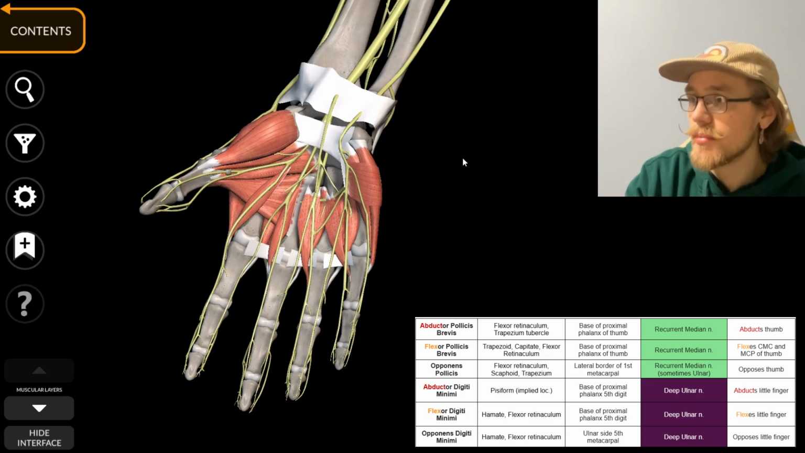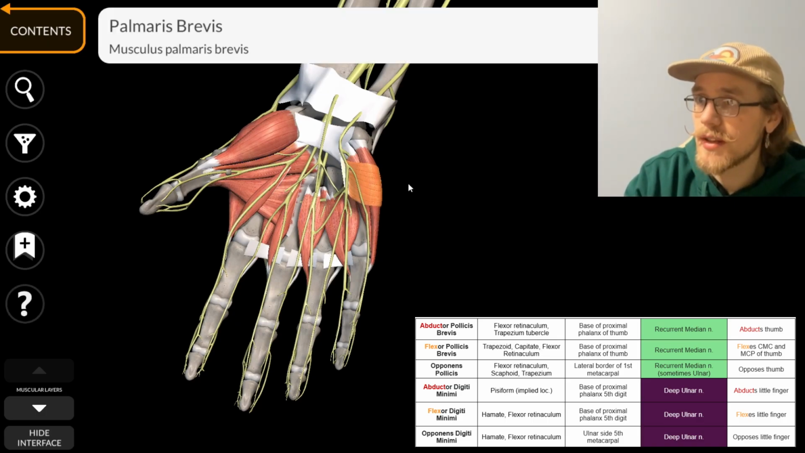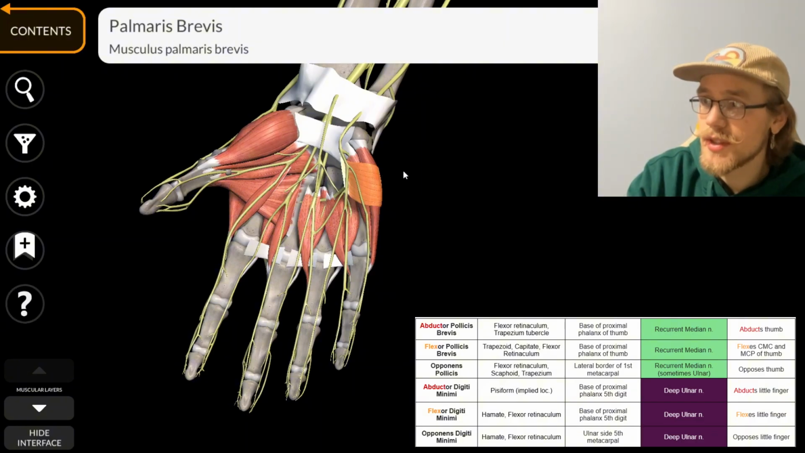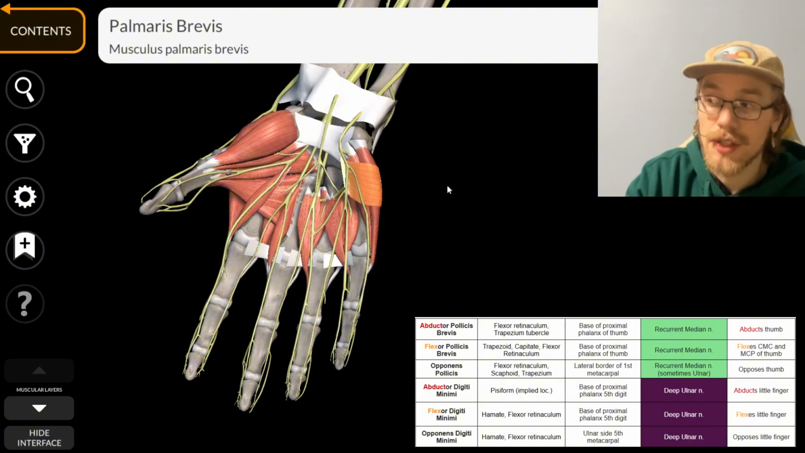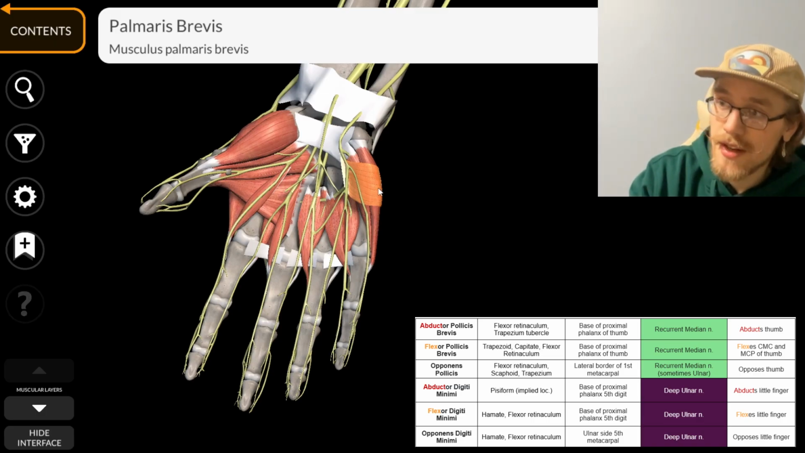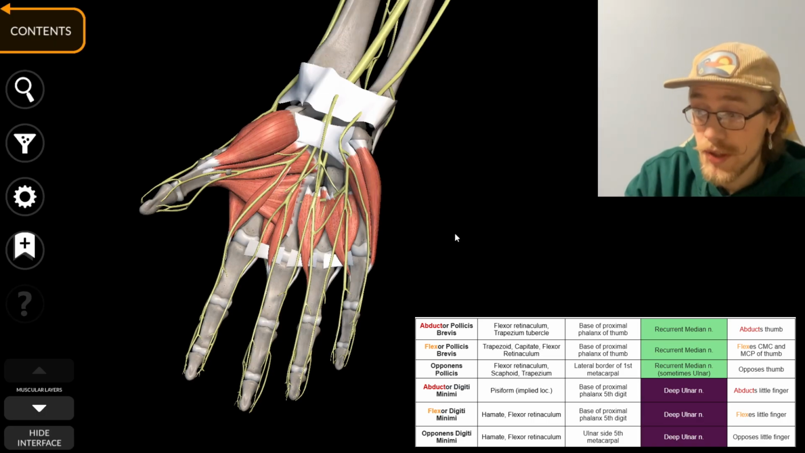Now we're going to flip to the mirror side where it's the exact same thing. Other than the palmaris brevis here, this guy, I really don't remember ever seeing it on my lab list. So if it's there, no, I don't remember seeing it though, so I'm not going to worry about it.